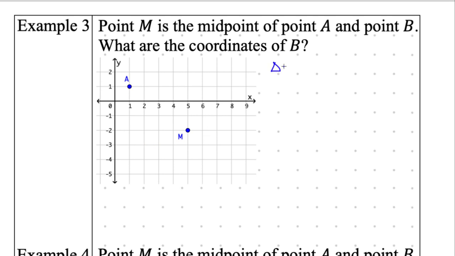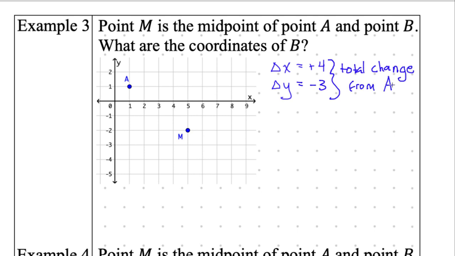Our change in x to get from A to M: if this is my x coordinate of 1, I go 1, 2, 3, 4 to the right to get to M. So my change in x is positive 4. My total change in y to get from A to M is I go down 3, so I'm going to say minus 3. Repeat. So this is the total change, I can't spell, total change from A to B, and then we're going to repeat.